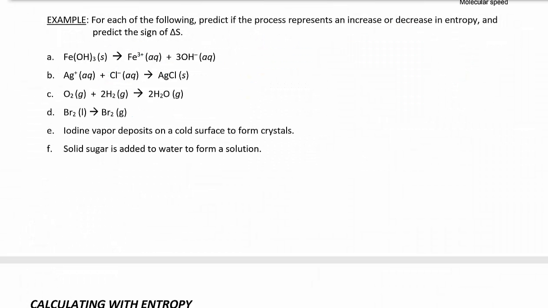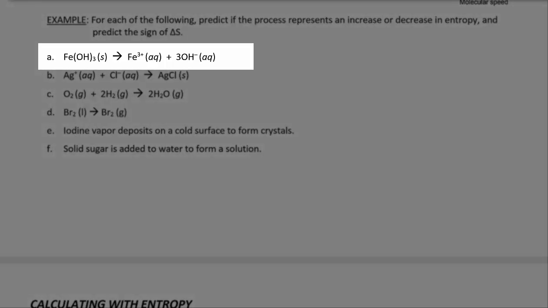For each of the following, predict if the process represents an increase or a decrease in entropy, and predict the sign of delta S. The first thing we're going to do is look at states. After that, we'll look at the number of molecules. So here we're going from a solid to aqueous, and because of that, we're increasing our entropy, our delta S, because it's going to a more disordered arrangement from a solid to a liquid. You could also look at this and think this is going from 1 molecule to 1 plus 3 molecules, so from 1 mole to 4 moles. That also increases the entropy.